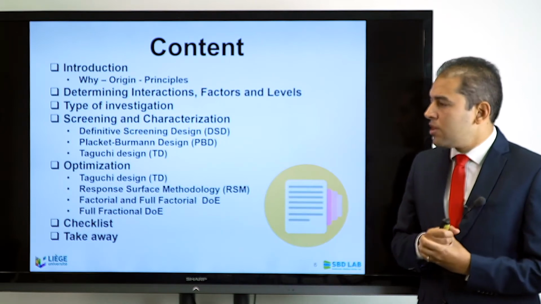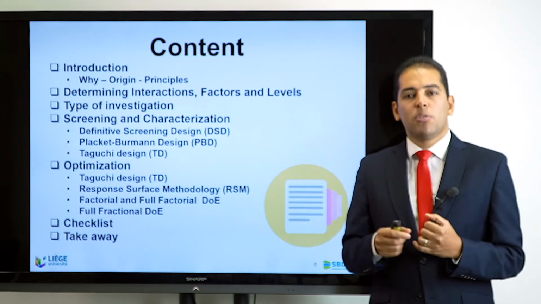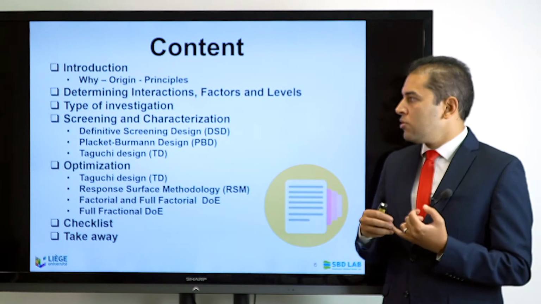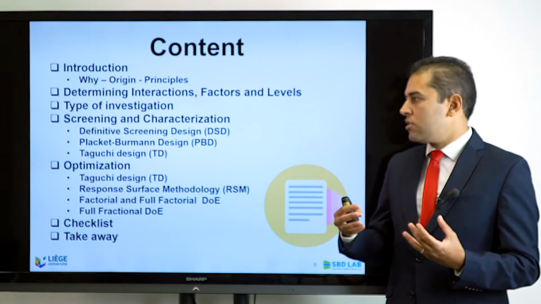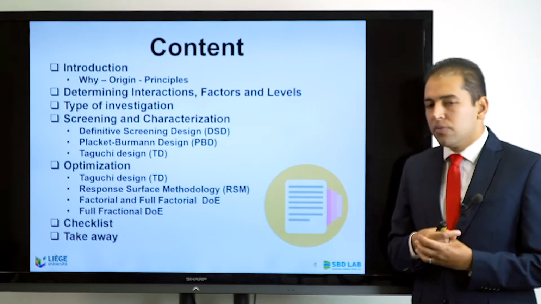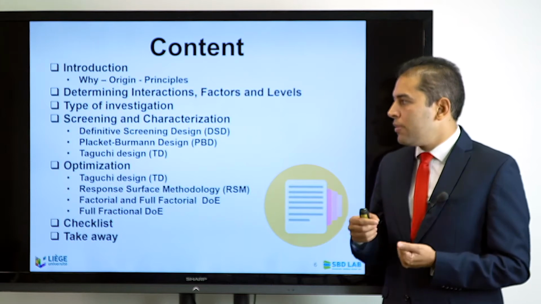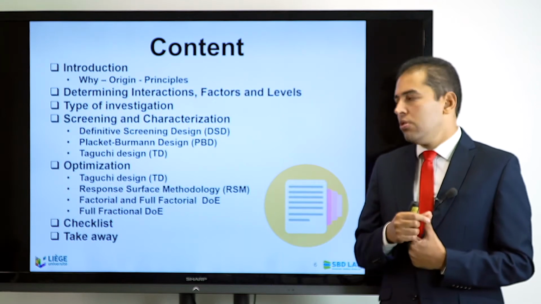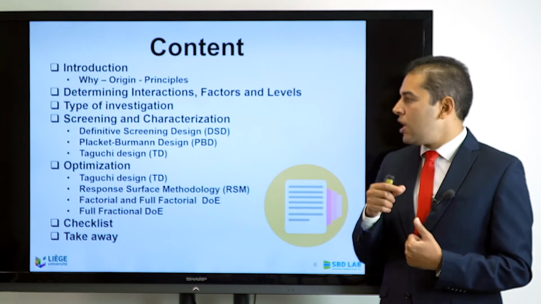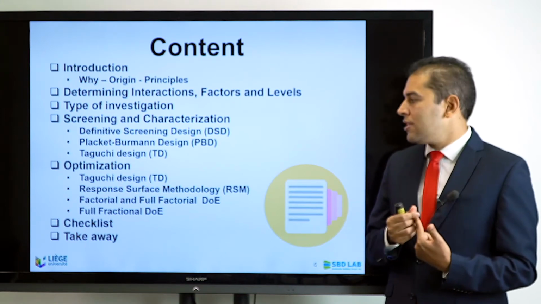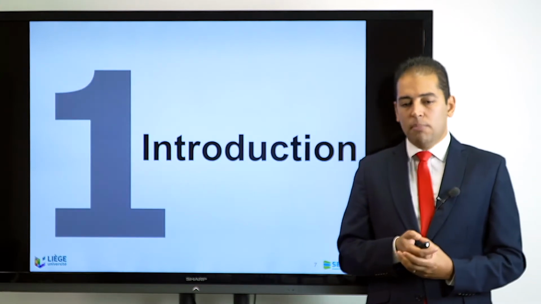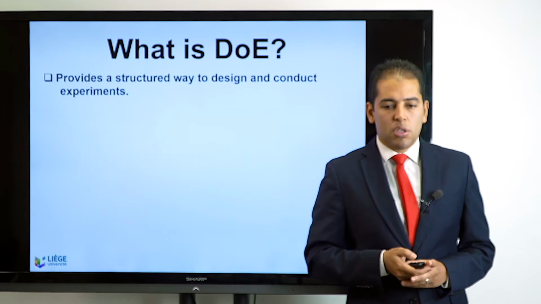Now, what I'm going to talk about in today's content: I'm going to talk about what is the design of experiment, a general introduction, how to determine your interactions and factors and levels of intervention for your experiment, what are the types of investigation of the design of experiment, and then I will talk mainly about how to screen your variables or your factors, how to characterize your test, and finally how to optimize before coming with a checklist and a takeaway message. So let's start with the introduction.